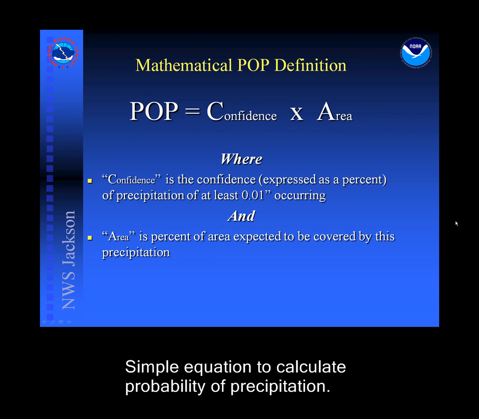A short mathematical POP definition is that the POP equals an expression of confidence multiplied by an expression of area where that confidence is applied, where the confidence is expressed as a percent of precipitation of at least 1/100th of an inch occurring, and the area is a percent of area expected to be covered by this precipitation.